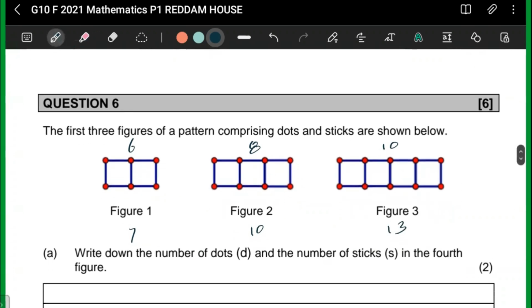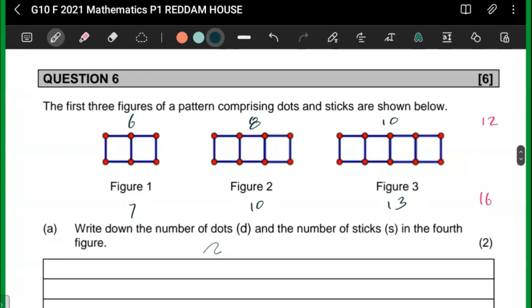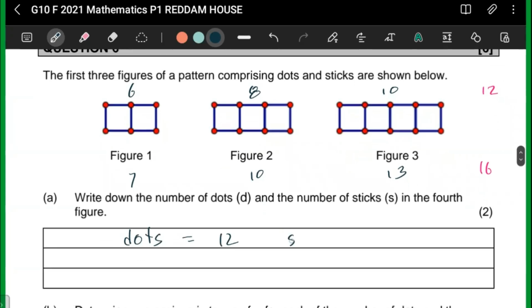So we have to just follow the trend here. You see, on top it's like counting in twos, going from 6, 8, 10. So the next one is going to be a 12. The bottom, 7 to 10, that's plus 3. To 13, that's plus 3. And then the next one is going to have 16. So let's say here dots equals 12, sticks equals 16. There we go. We're going to have 16 sticks. So for 2 marks, that's easy.